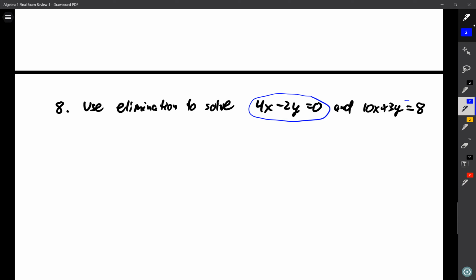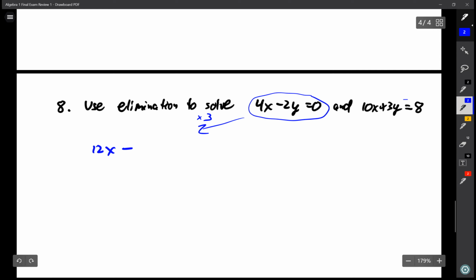So let's take this first one and let's do times 3. That's going to give me 4 times 3 is 12x minus 2 times 3 is 6, minus 6y equals 0 times 3, 0. And then let's take this one and multiply it by 2. So 10 times 2 is 20x. 3 times 2 is plus 6y equals 8 times 2 is 16. Okay. I'm actually going to do this in yellow and do my other work in blue.